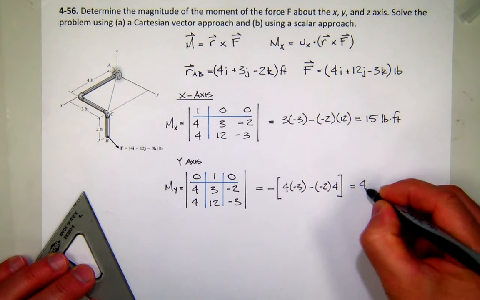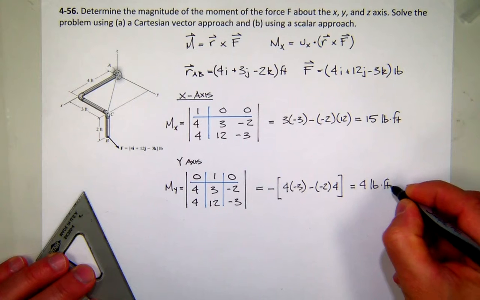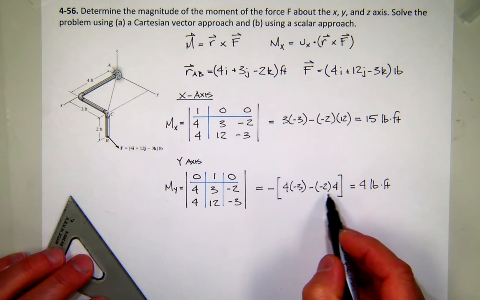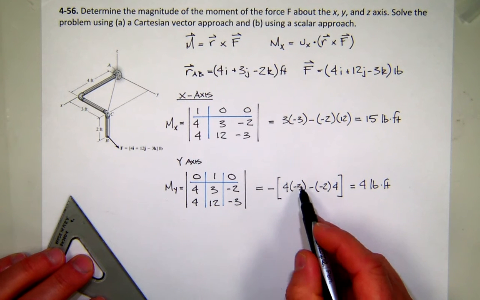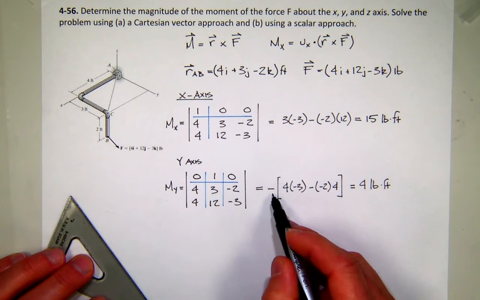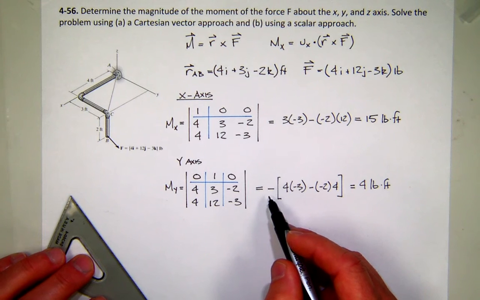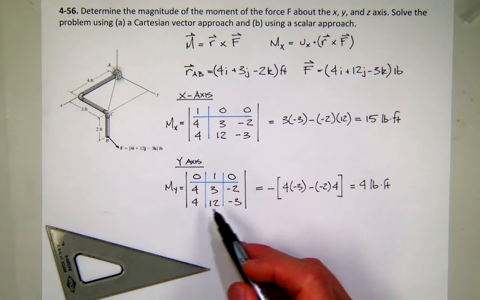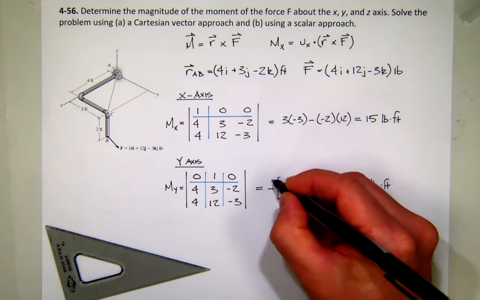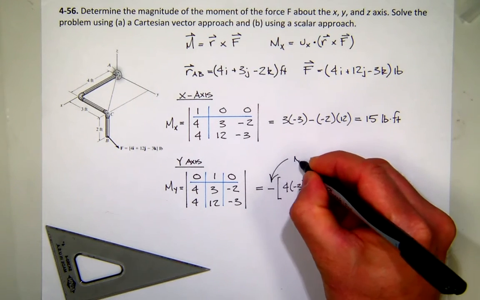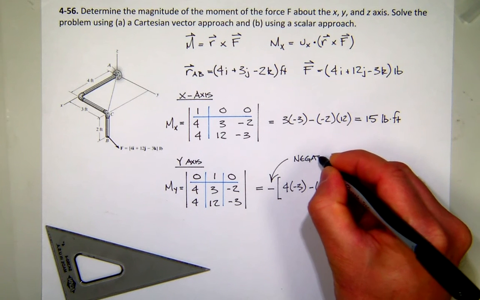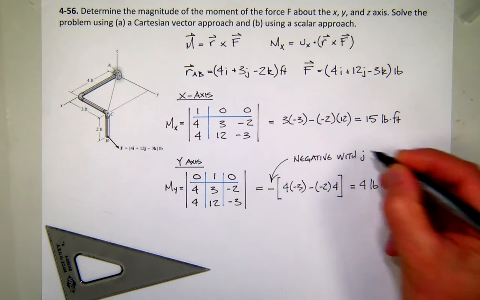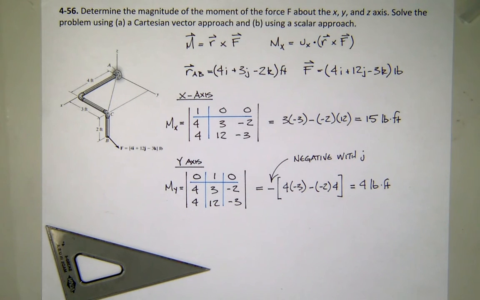So that would be 4 pound-feet. I think I ran the negative through the whole thing. I think this came out to be negative 4, right? Because I got negative 12 plus 8, and then the negative takes that out. That's part of the definition of computing the determinant of the 3x3, is that the second term comes from the fact that you get a negative with the j component. That always is there.